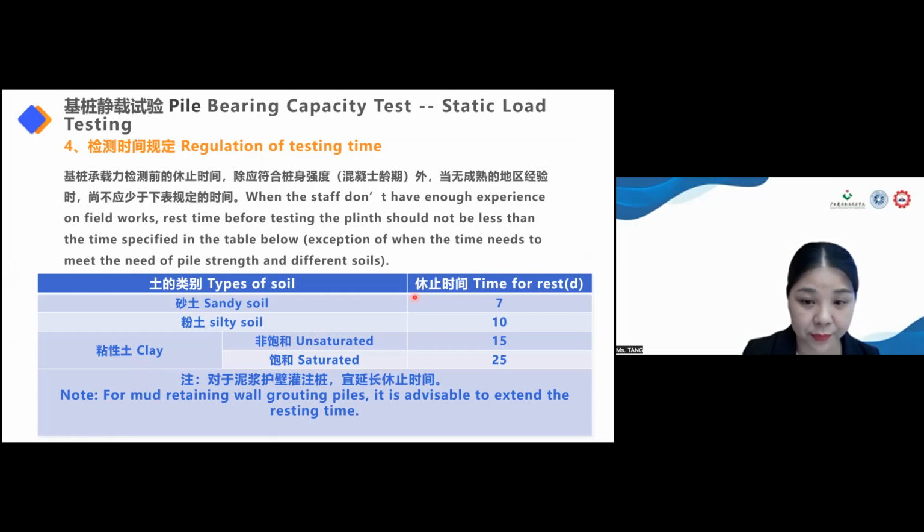And the rest time of sandy soil is 7 days. The rest time of silty soil is 10 days. The rest time of unsaturated clay soil is 15 days. The rest time of saturated clay soil is 25 days.